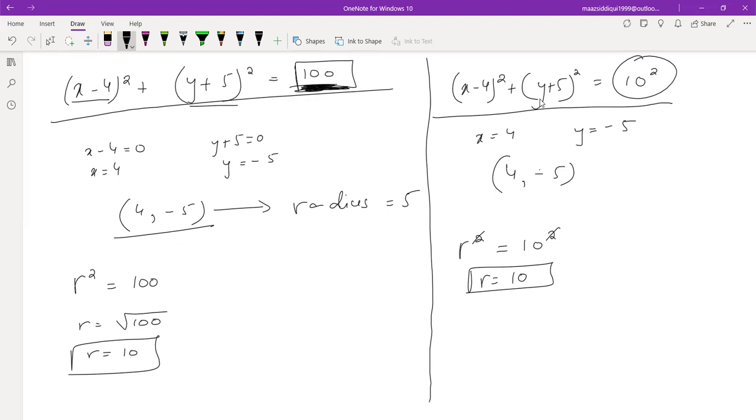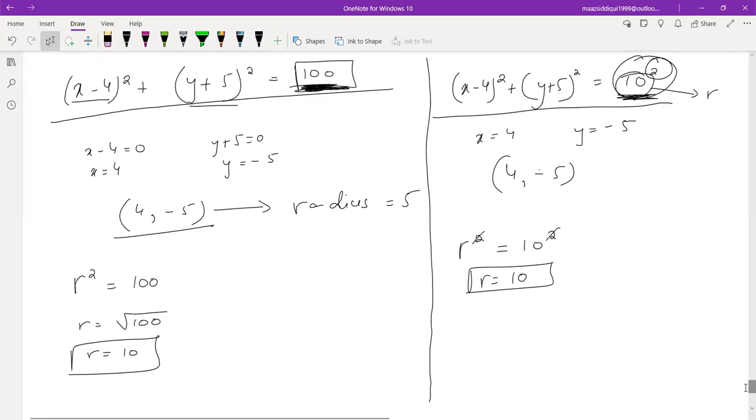However, if you have something like this, where you have an exponential power given on the number that is on the right side of the equals to, then basically this number itself is the radius, because it's equals to r squared.